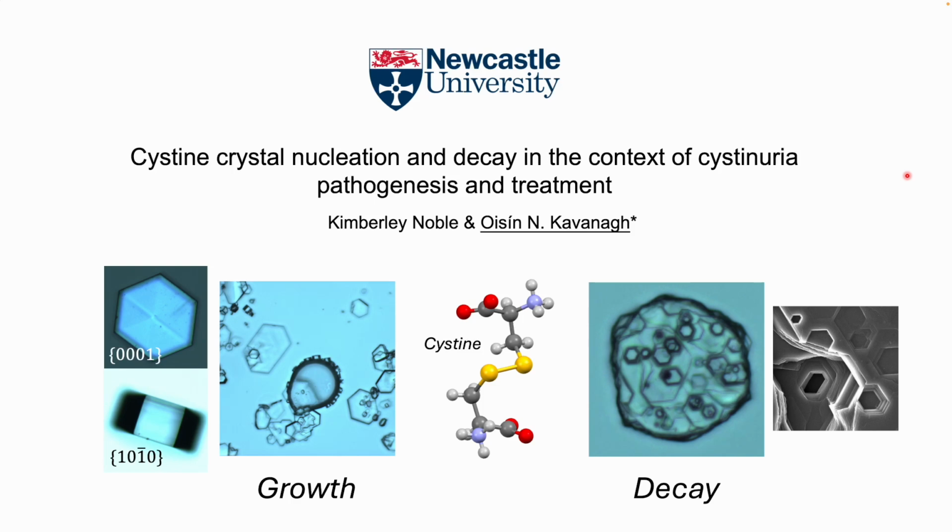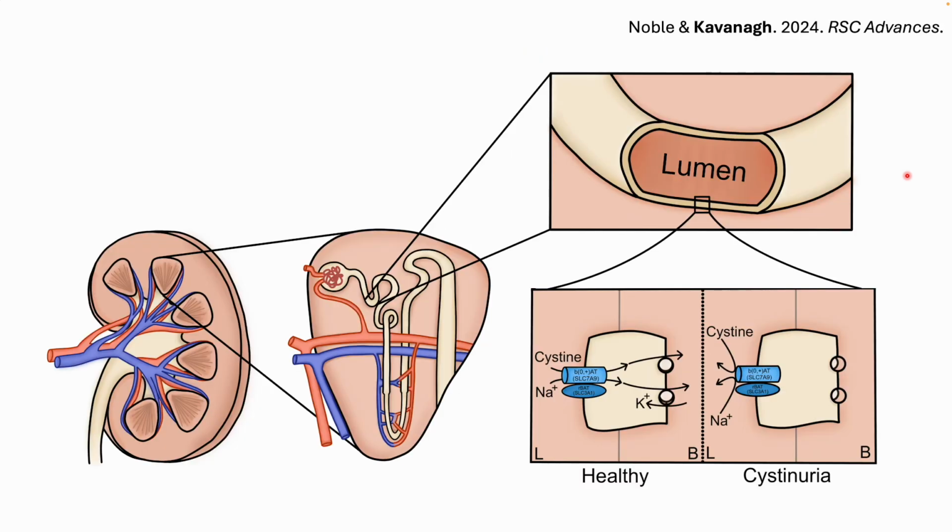Hello, my name's Oshin. I'm the corresponding author of this publication, which describes cystine crystalline nucleation and decay in the context of cystinuria pathogenesis and treatment. Of course, my PhD student, Kimberly Noble, worked alongside me and she did a lot of the heavy lifting in this publication. But I'm going to talk about some of the key findings and interesting points in our publication for this series for the Royal Society of Chemistry for emerging investigators.